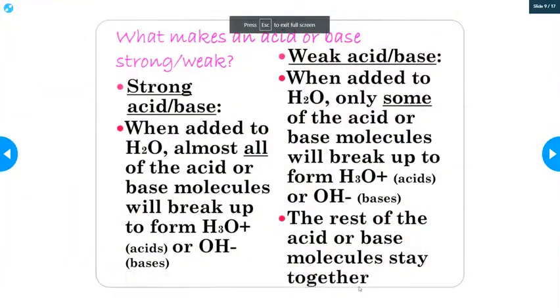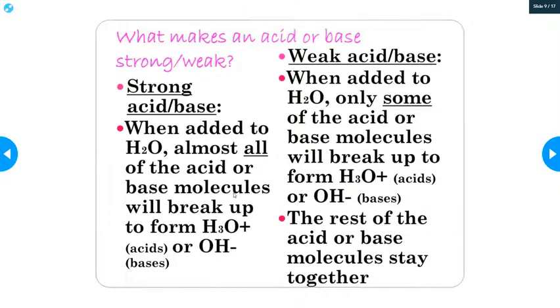So we know that pH tells us if an acid or base is strong or weak. We said the closer it is to 7, the weaker the acid or base is going to be. The further it is from 7, the stronger that acid or base is going to be. But what makes it have a pH of 7? What makes it have a pH of 14? What makes it have a pH of 3? So if we're talking about the strength of it, it's all about how many ions are formed.